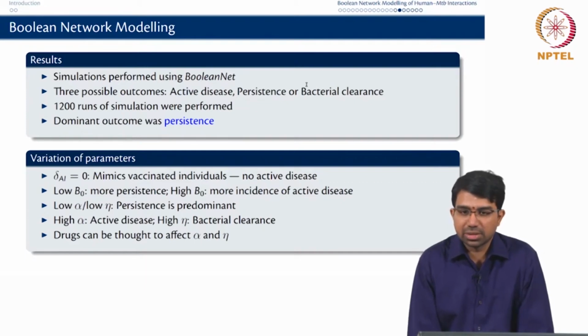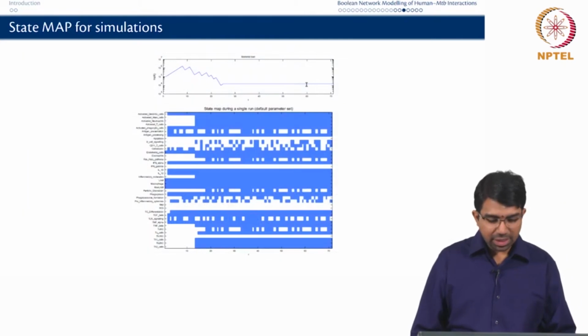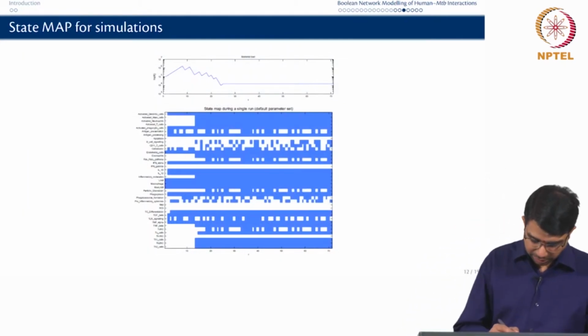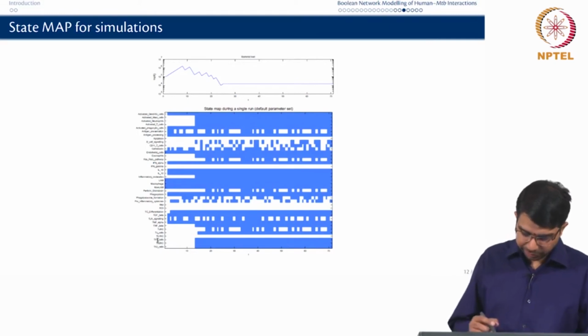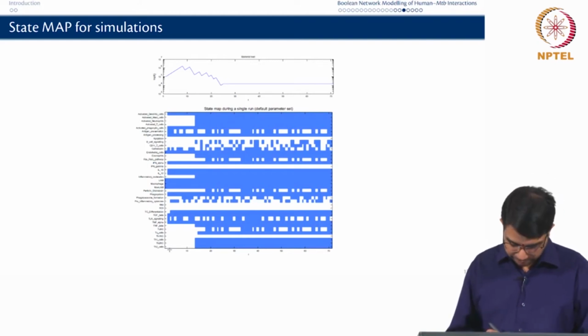If you are taking isoniazid, it may have a different influence on alpha and eta, and so on. This is like a state map for the simulations. It lists several of the 75 states that we have. Blue is on and white is off, and so on.